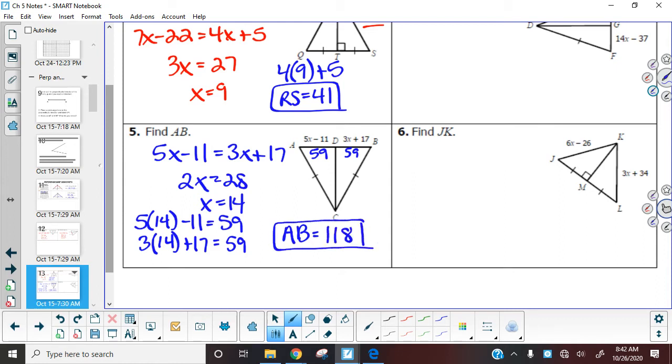So take a minute, try out the two on the right, try out number 4, try out number 6, and let's see where we are.